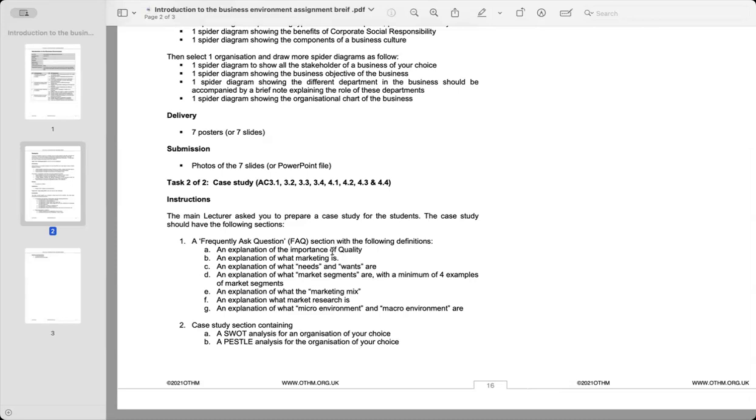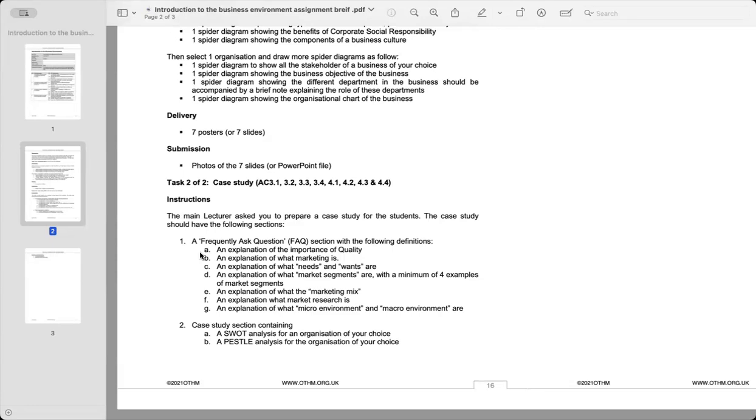So, this is a frequently asked question. The following definitions: you can define the importance of quality, like defining that quality is essential in business. This includes customer satisfaction, brand reputation, and long-term success. What marketing is: explain marketing's role in identifying and meeting customers' needs through products, services, and communications. Needs and wants: differentiate between needs, basic requirements, and wants, desire for specific products or services.